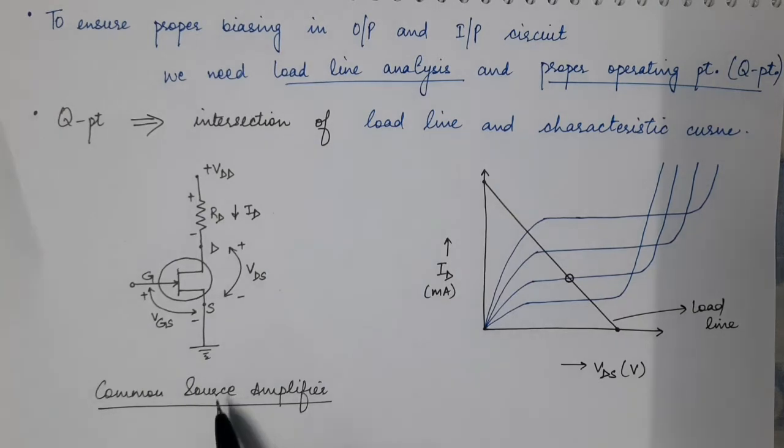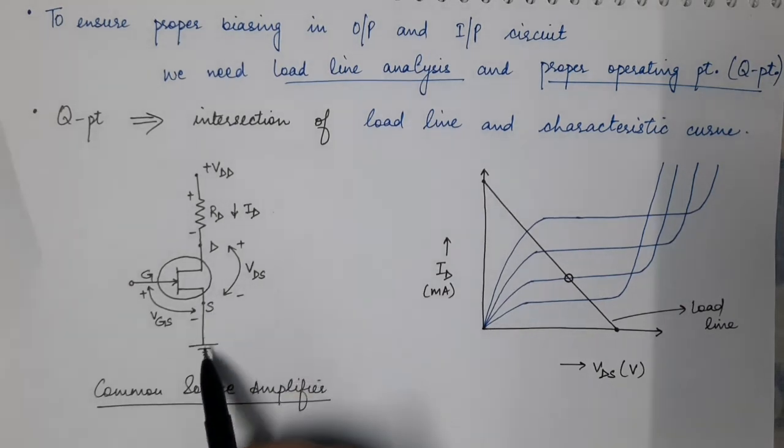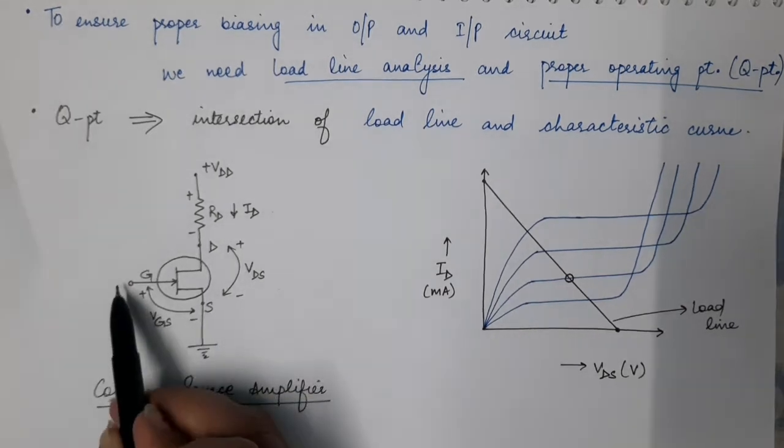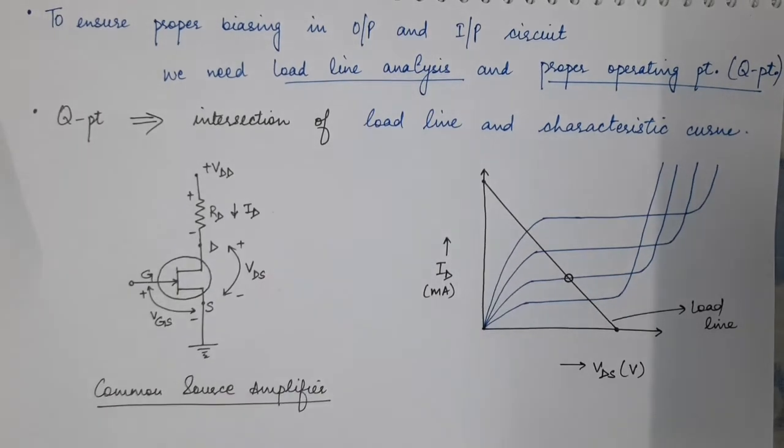So here I have used the example of a common source amplifier, where the source is connected to ground and it is common to the gate terminal as well as to the drain terminal. The input signal will be applied at this gate when we use this as an amplifier.